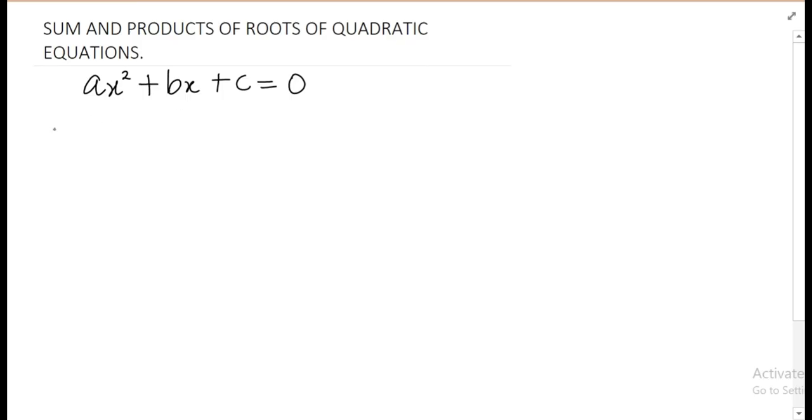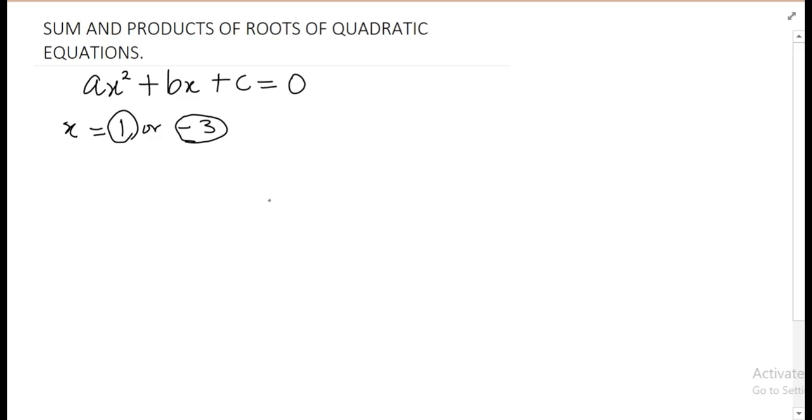The roots of a quadratic equation are the solutions you get when solving a quadratic equation. Of course, when you solve a quadratic equation, you have x equal to, for instance, 1 or minus 3. We'll say that 1 and minus 3 are the roots of the quadratic equation.